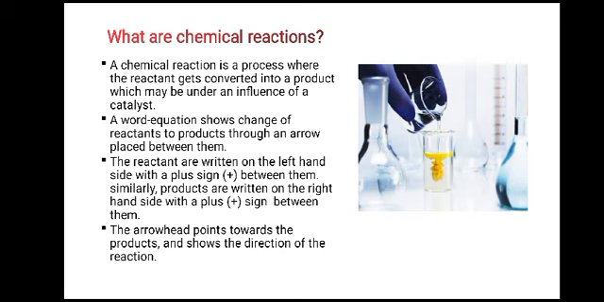The word equation shows the change of reactant to product through an arrow placed between them. The reactants are written on the left hand side with a plus sign between them. Similarly, products are written on the right side with a plus sign. So the arrowhead points towards the product.